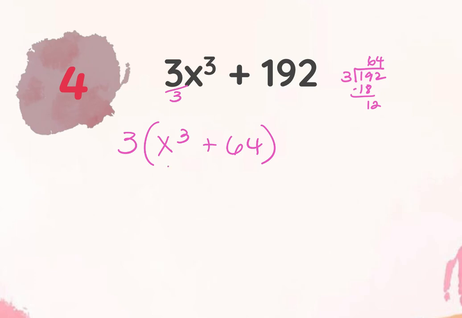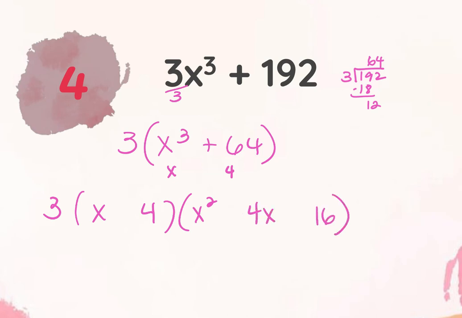So I'm going to cube root the x to the third. I'm going to cube root the 64. The 3 still stays on the front. I can't lose it. First set of parentheses is the x and the 4. Second set of parentheses is the first term squared, the product of the 2, and the last term squared. And then it is same, opposite, always positive.